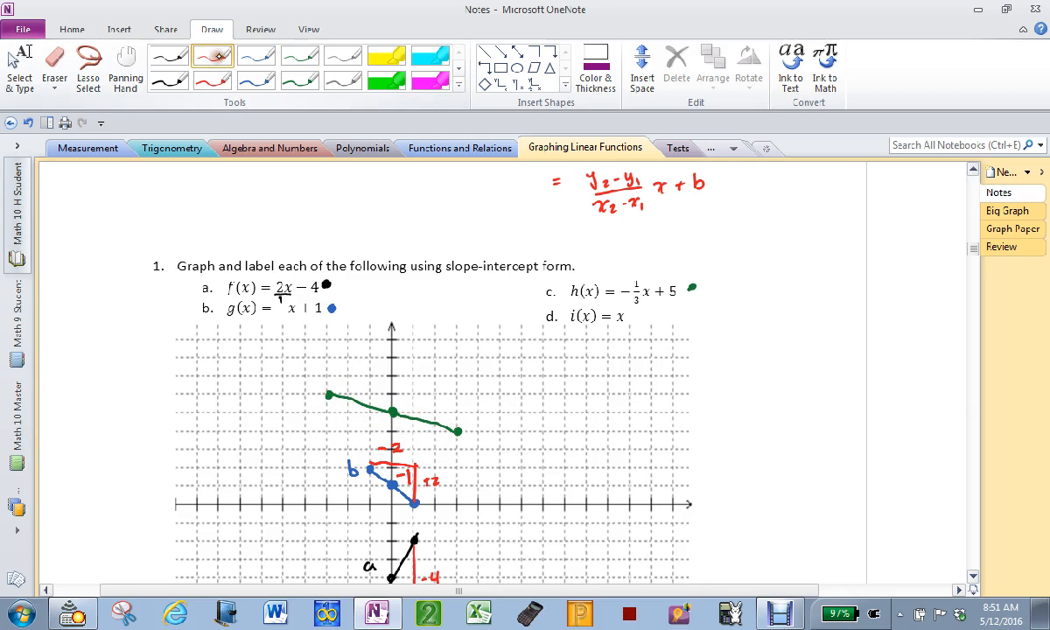And again, positive 2, negative 6. Positive 2 divided by negative 6 is negative 1/3. Everybody getting this?